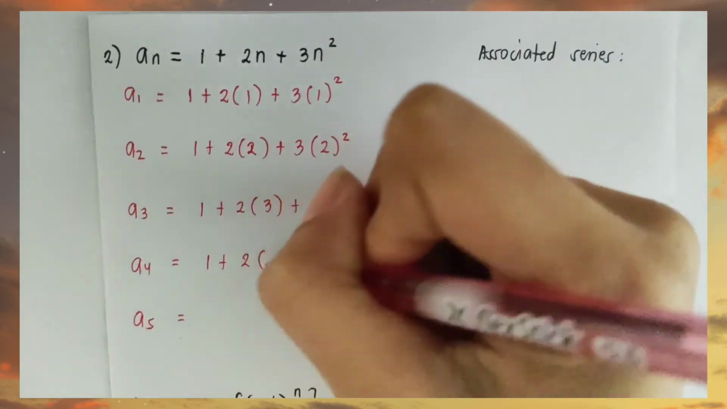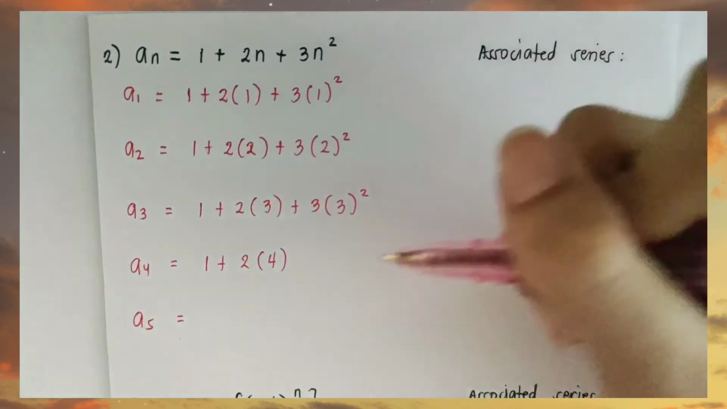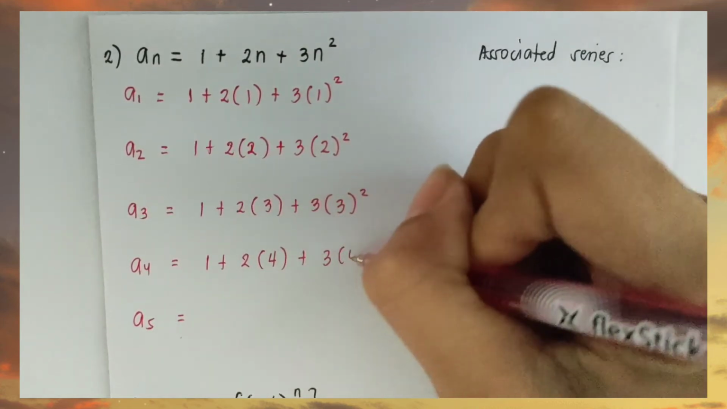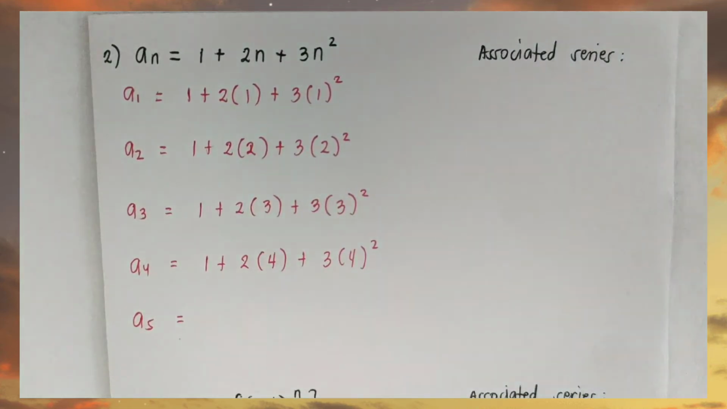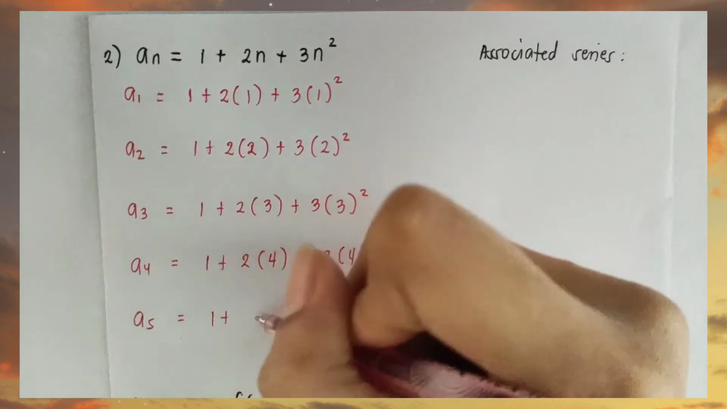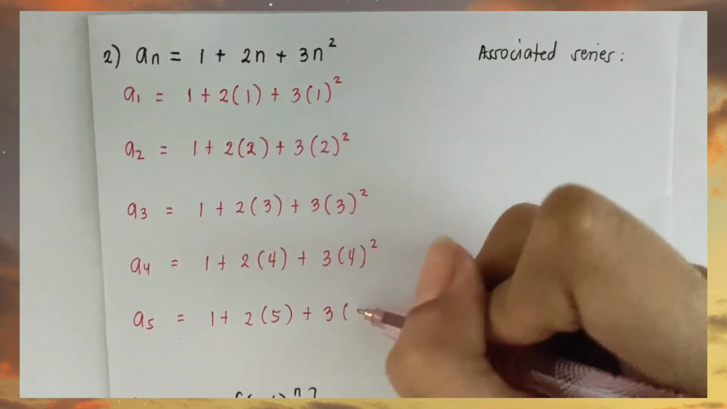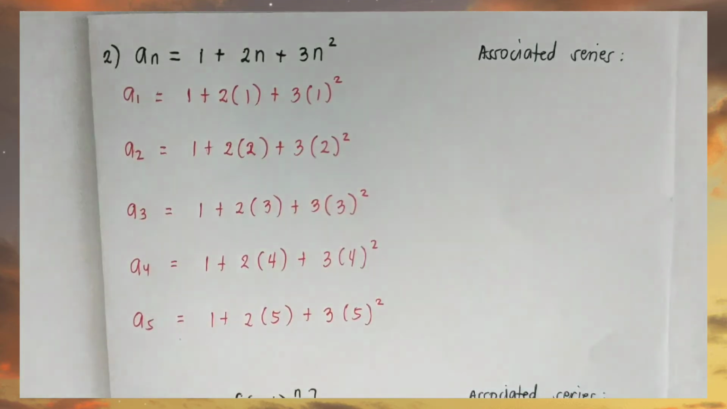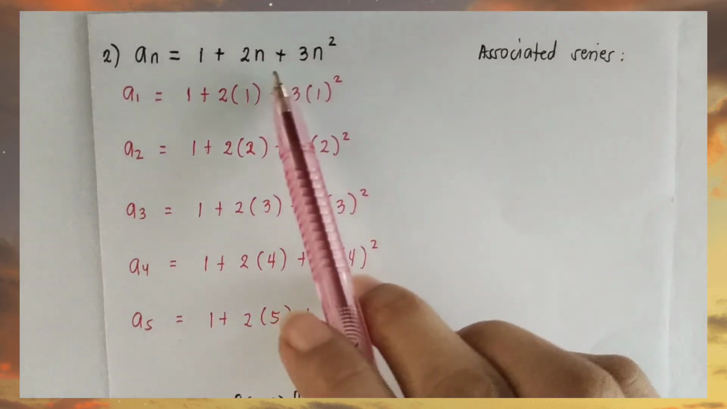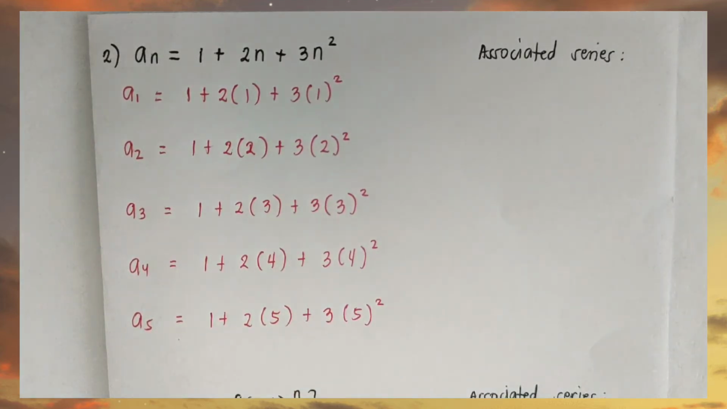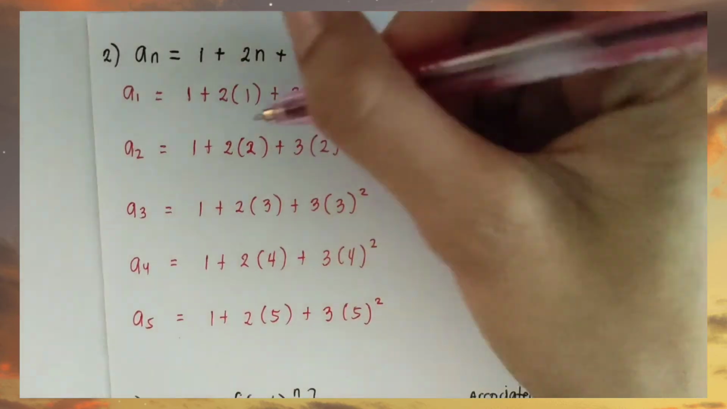1 plus 2 times 4 plus 3 times 4 squared. And last, 1 plus 2 times 5 plus 3 times 5 squared. We already substituted all the values of our subscript to our n. Next step, let us simplify.